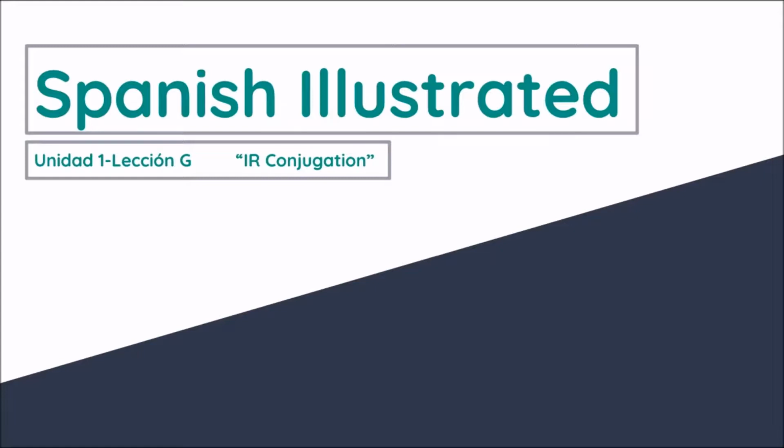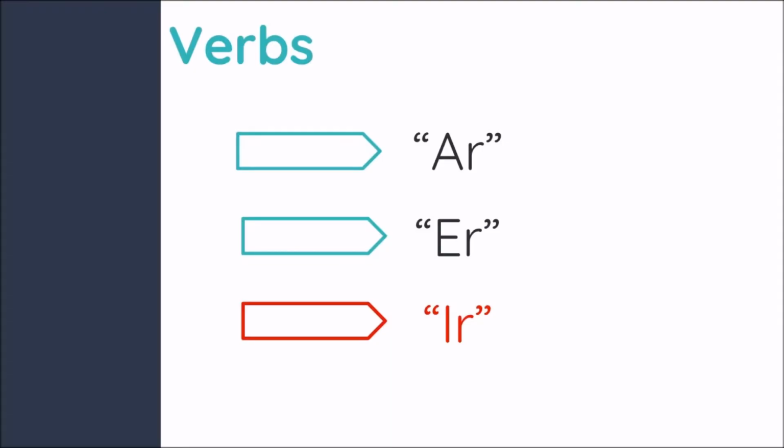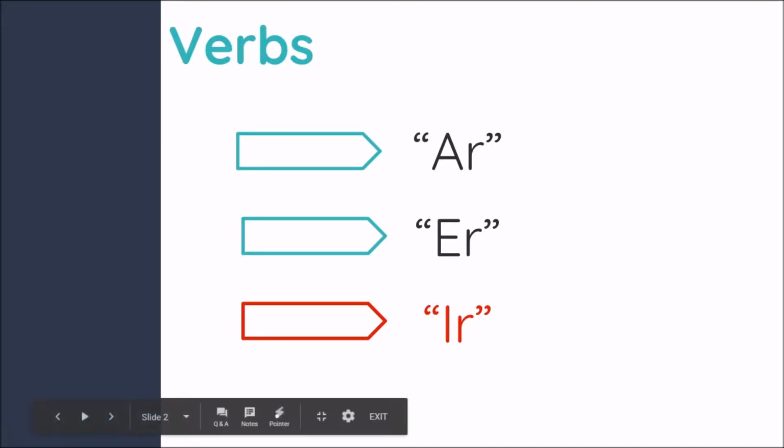Now I hope you've been enjoying this series, and I am glad to bring you the newest episode, IR conjugation. Now if you remember from previous episodes, there are three types of verbs in Spanish. You have the AR verbs, the ER verbs, and the IR verbs. Since we have studied the AR and ER verbs, now we should study the final type, the IR verbs.